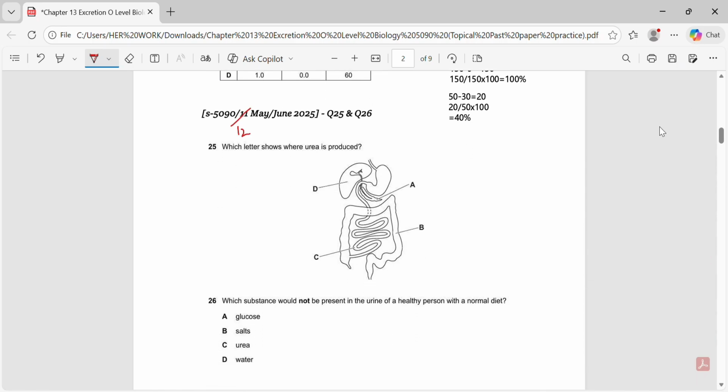On to the next MCQ. Now again, here is a diagram shown, and it asks, which letter shows where urea is produced? So, we know that urea is produced in the liver, and by identifying it from the diagram, we can see that the answer is letter D, which represents the liver.